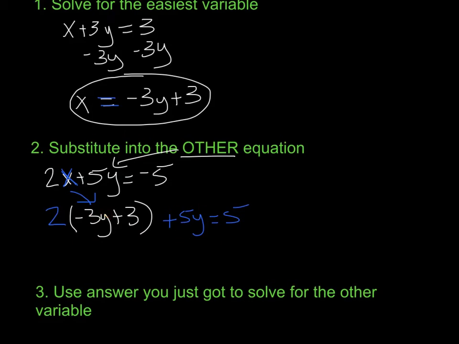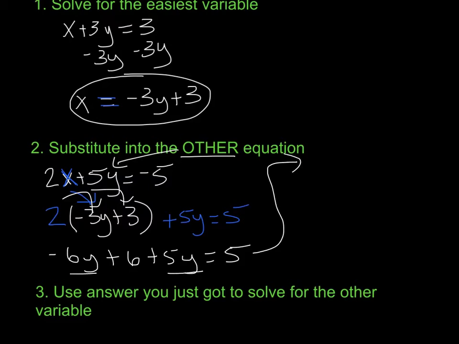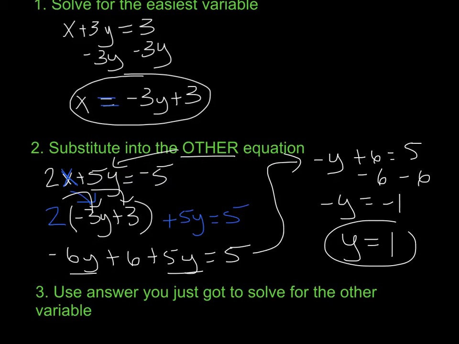So I'll go ahead and use the distributive property here and here to get negative 6y plus 6 plus 5y equals negative 5. And then I'm going to combine some like terms, and I'm running out of room, so I'm going to go up here. And negative 6y and 5y, that's going to give me minus 1y plus 6 equals negative 5. I'll minus 6 from both sides. Negative y equals negative 1, or y equals positive 1.